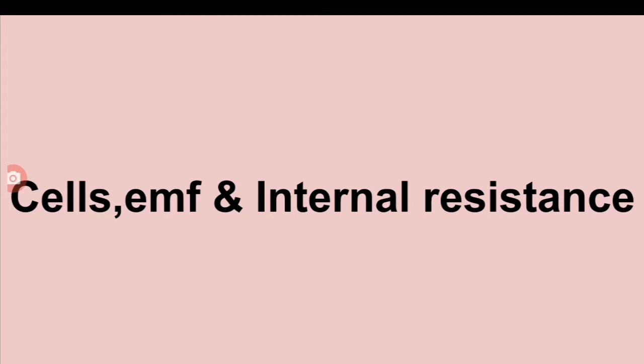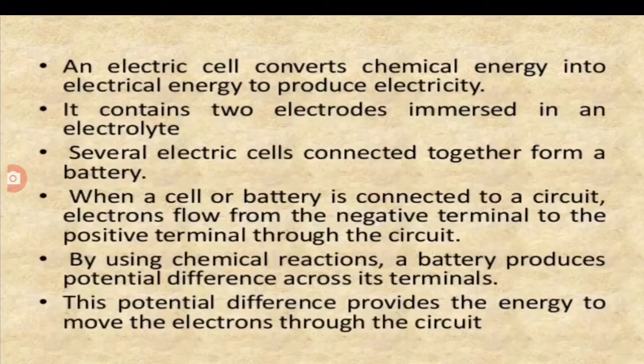Today we are discussing cells, EMF, and internal resistance. The word cell is familiar to you. It is mainly used as a source of potential difference, or a device which is used to provide constant potential difference between the ends of a conductor. That's what we mean by cell. EMF stands for electromotive force. Now let's discuss what these are.